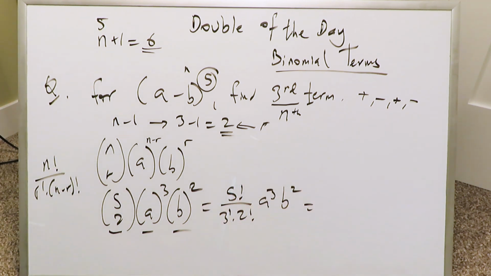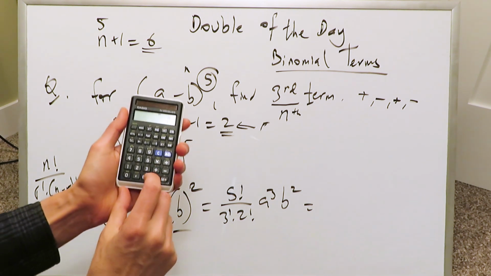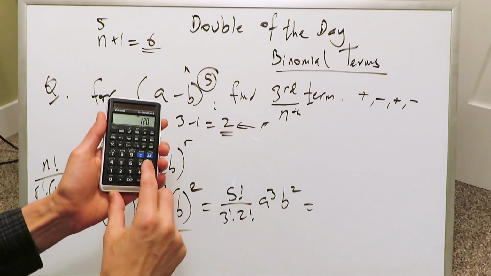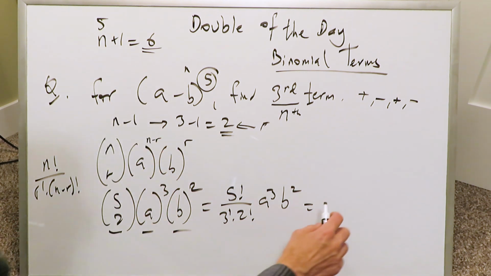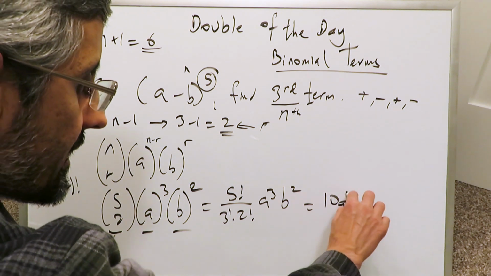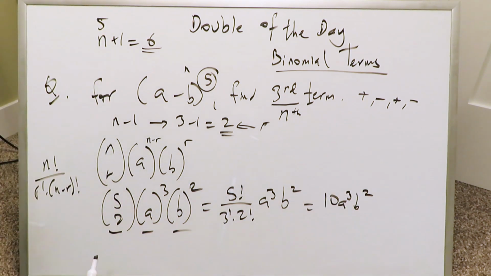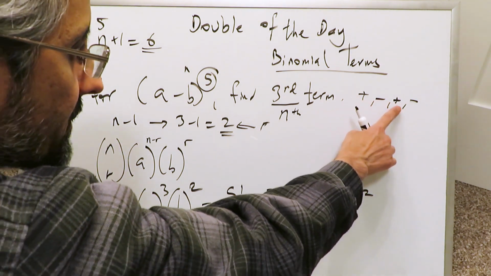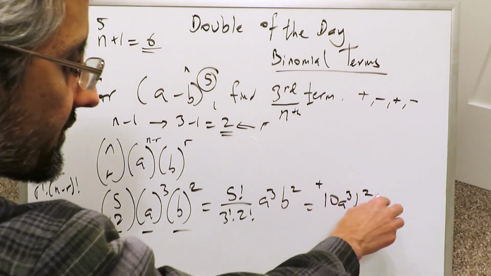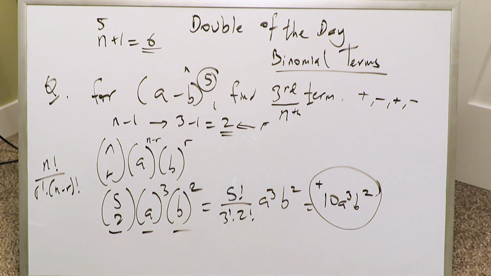When you evaluate this, it's not too hard. You can do it all in the calculator, or you can cancel things out. I'll just do 120, which is 5 factorial, divided by 6, divided by 2. 6 is 3 factorial. We get a 10 over here. Our answer here is 10a cubed b squared. But now we have to determine the sign. We're looking for the third term. This is my first, my second, my third. The third term will be positive. Our answer here will be 10a cubed b squared.